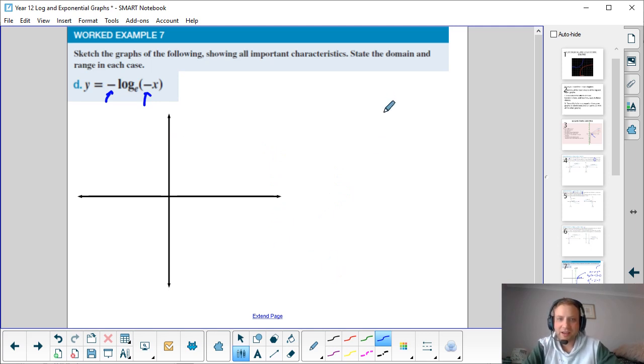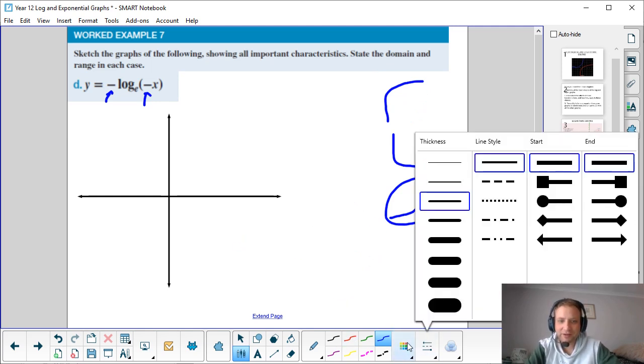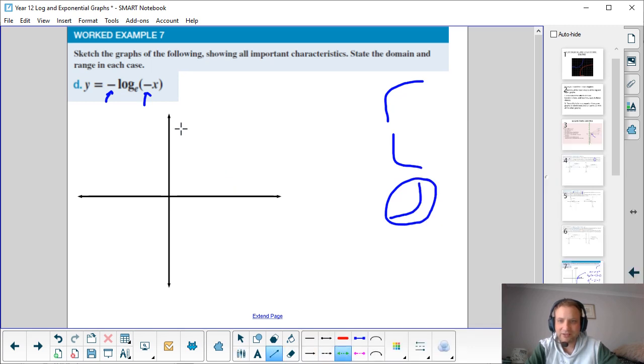Okay, so our normal shape is going to be first of all flipped, I guess you could say upside down, and then it's going to be flipped left to right as well. So this is the shape that we're going to end up with, just thinking about the geometry of that. What's not going to happen though is our asymptote's not going to move. We're still going to have an asymptote that's kind of here, so that shape won't be able to cross the y-axis there.